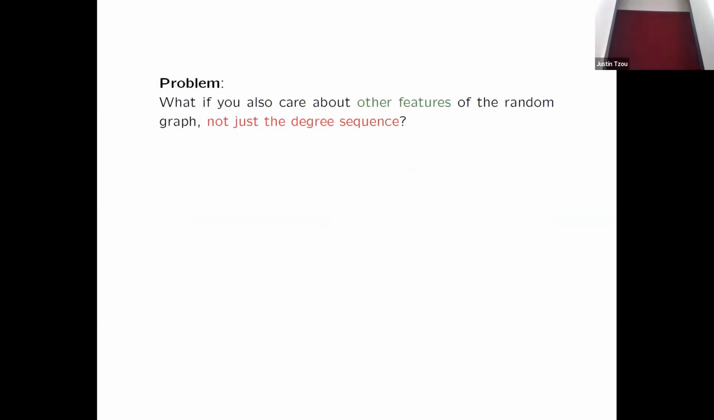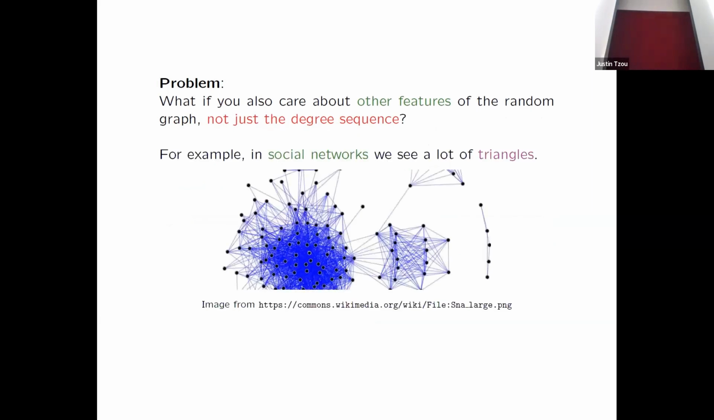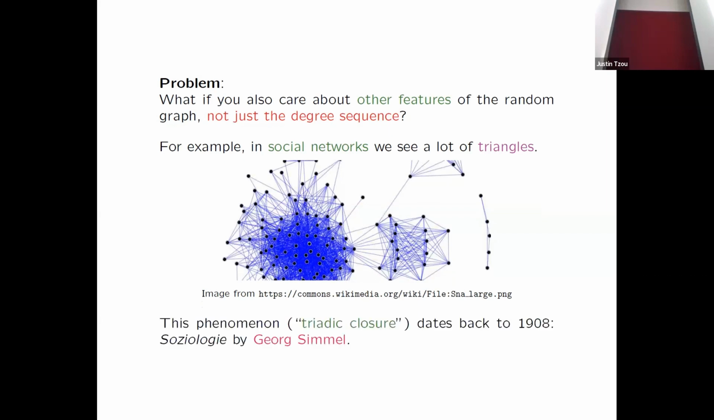And in my remaining time, I want to talk to you about more recent work with Colin Cooper and Martin Dyer, where we asked ourselves, what if you don't just care about the degree sequence, but you also care about some other features? One motivation for asking this question is looking at social networks. In a social network, you tend to see a lot of triangles. This has been observed since at least 1908 by sociologists: the friend of your friend is likely to be your friend, right? If you have those two edges, you're likely to see the third edge.